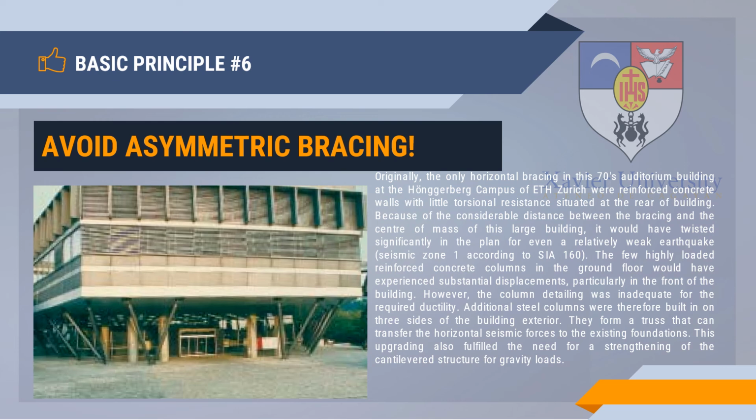Additional steel columns were therefore built in on three sides of the building exterior. So they form a truss that can transfer the horizontal seismic forces to the existing foundation. So this upgrading also fulfilled the need for a strengthening of the cantilevered structure for gravity loads.